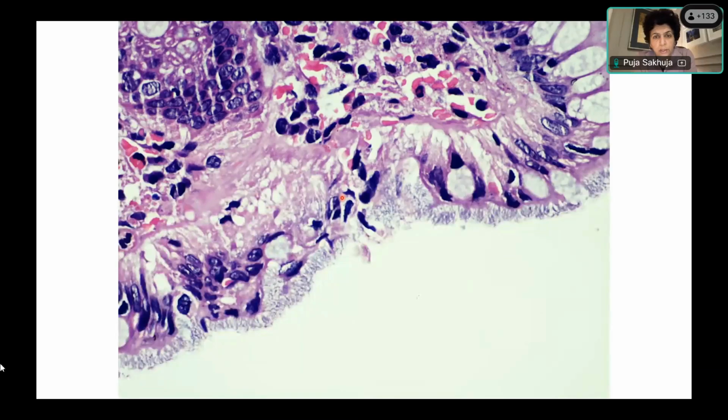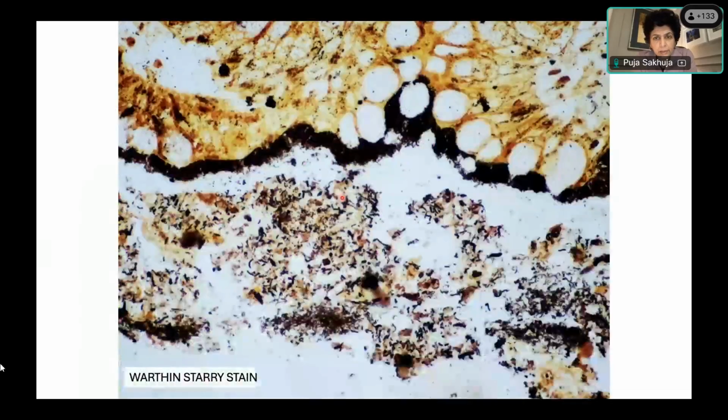And then you do a Warthin-Starry stain. This is another high power. When the Warthin-Starry stain is strongly positive in these cases, you can see some structures separately also.